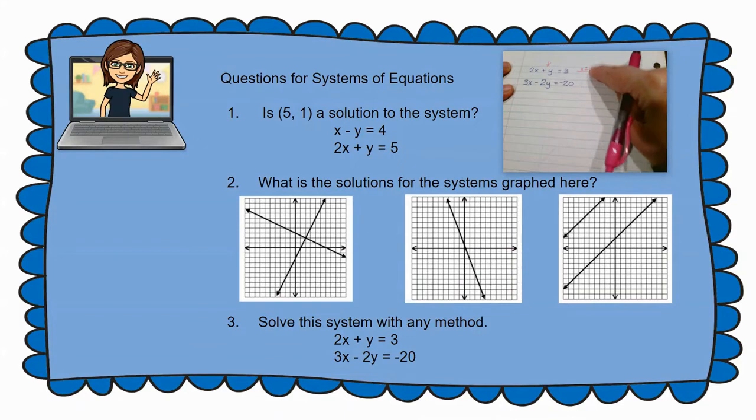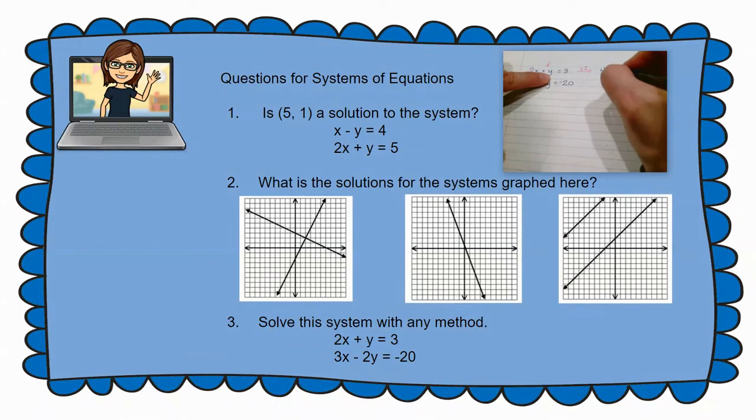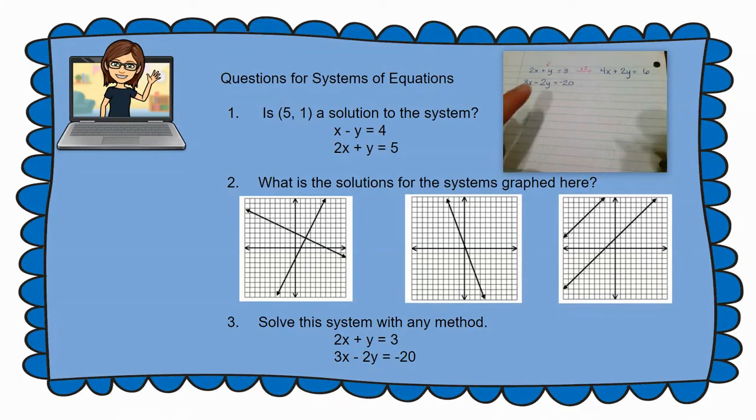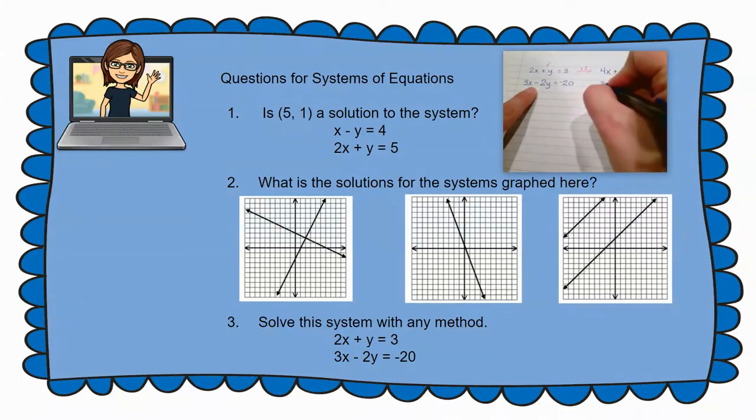See my little arrow here and my times 2 is just a little note to myself to remind me what I did there. So 2x times 2 would give me 4x. And 2 times y would give me 2y. And 3 times 2 would give me 6. Now, my second equation, I'm just going to rewrite it because I didn't really do anything to it. And now I'm going to add the two equations together.